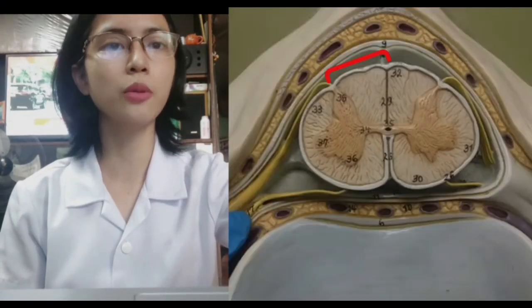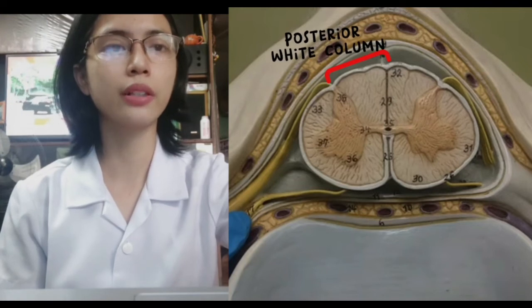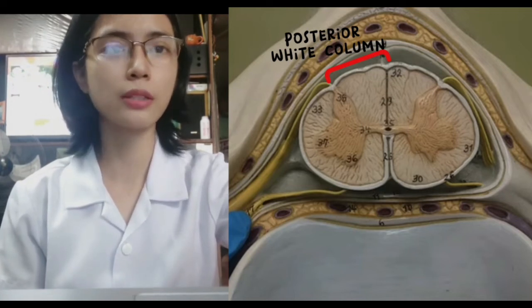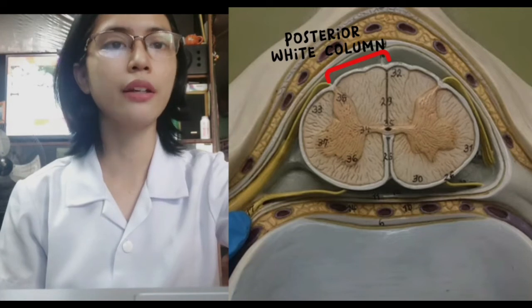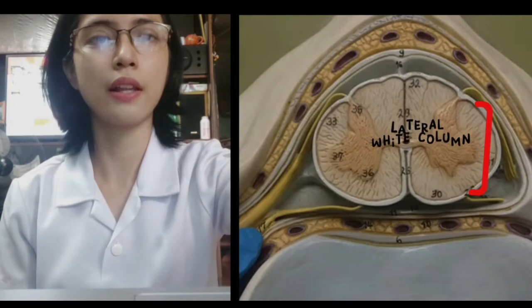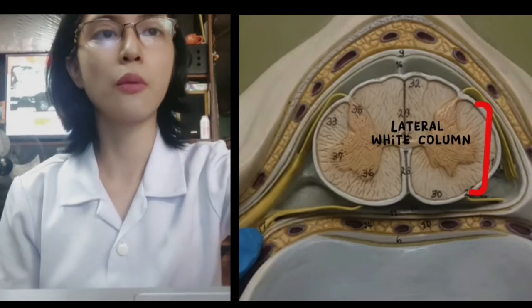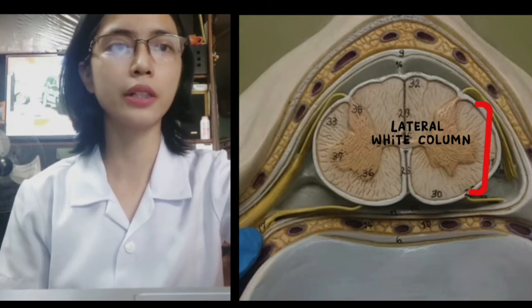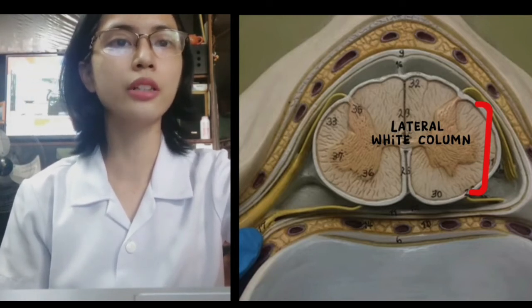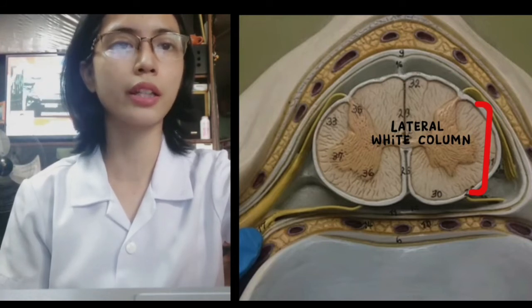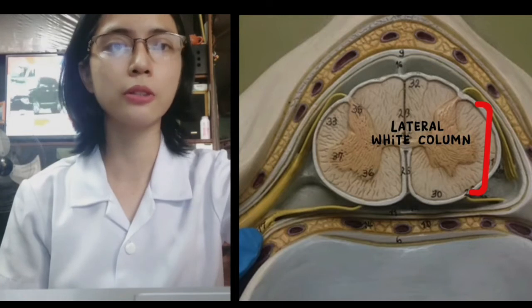Next is the posterior white column, aka the dorsal columns. It refers to the posterior spinal cord, which contains ascending sensory pathways that transmit impulses arising from proprioceptors and cutaneous receptors. Next is the lateral white column. It is the white matter on either side of the spinal cord between the posterior horn and the axons of the anterior horn neurons. It includes axons that travel from the cerebral cortex to contact spinal motor neurons.